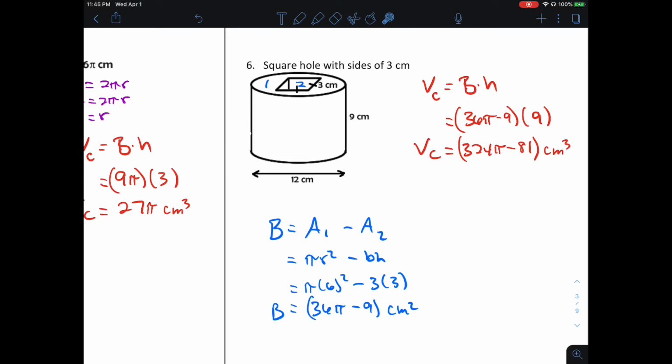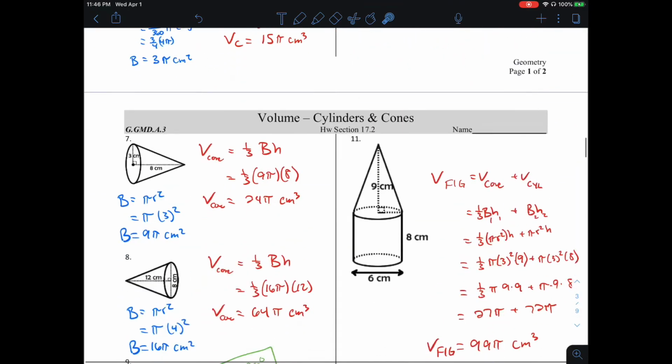Number 6, a square hole inside of this cylinder. So we've got to find the area of the base, and this base is going to be a circle minus the area of the square. Area of a circle, pi r squared. The diameter is 12, so the radius is 6. So we get 36 pi for the area of the circle. This square has dimensions of 3. 3 times 3 is 9, so this is the area of the base. Multiply that by the height of 9, by distributing, and you get this fella.